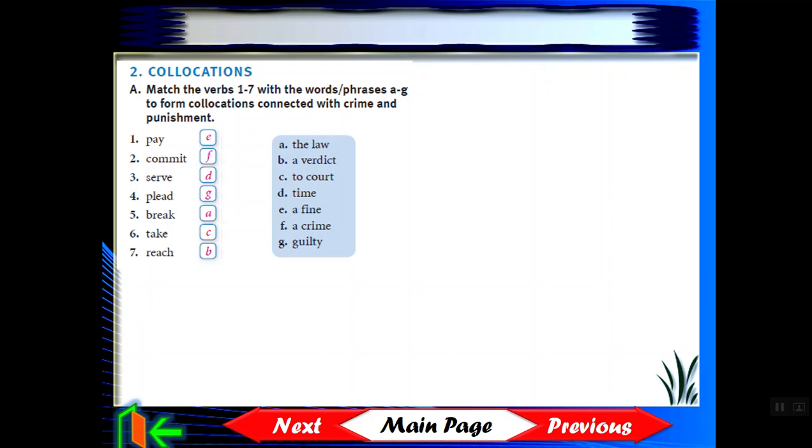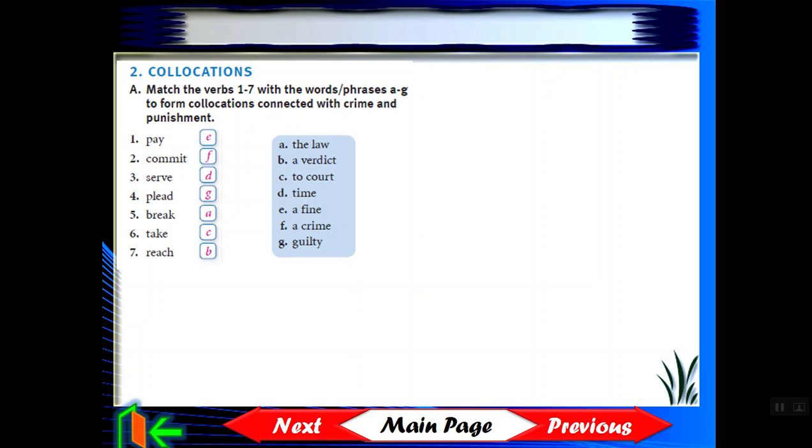Number 2, commit. يقترف، يرتكب. What you do, commit. Commit a crime. يرتكب جريمة. For number 3, serve time. When you are sentenced by a judge, you serve your time, usually, of course, in a jail, in a prison. So serve time, يقضي المحكومية.